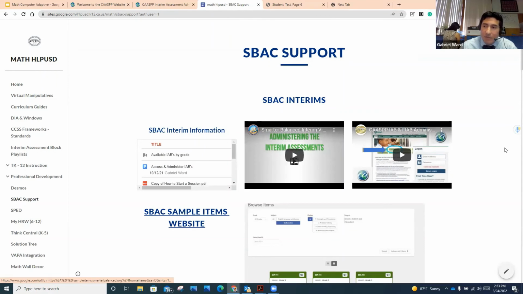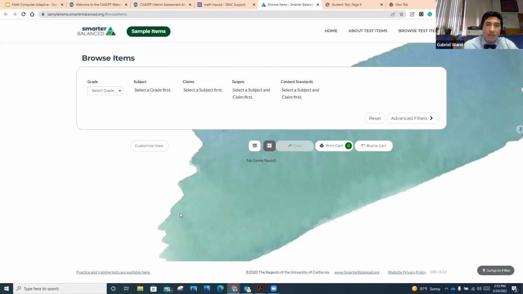And you can see right there, one of the first options is this SBAC sample item website. Again, this is going to redirect you once we click on this link, and you could Google it too, so you don't have to go through here. But what it takes you to is some sample items.